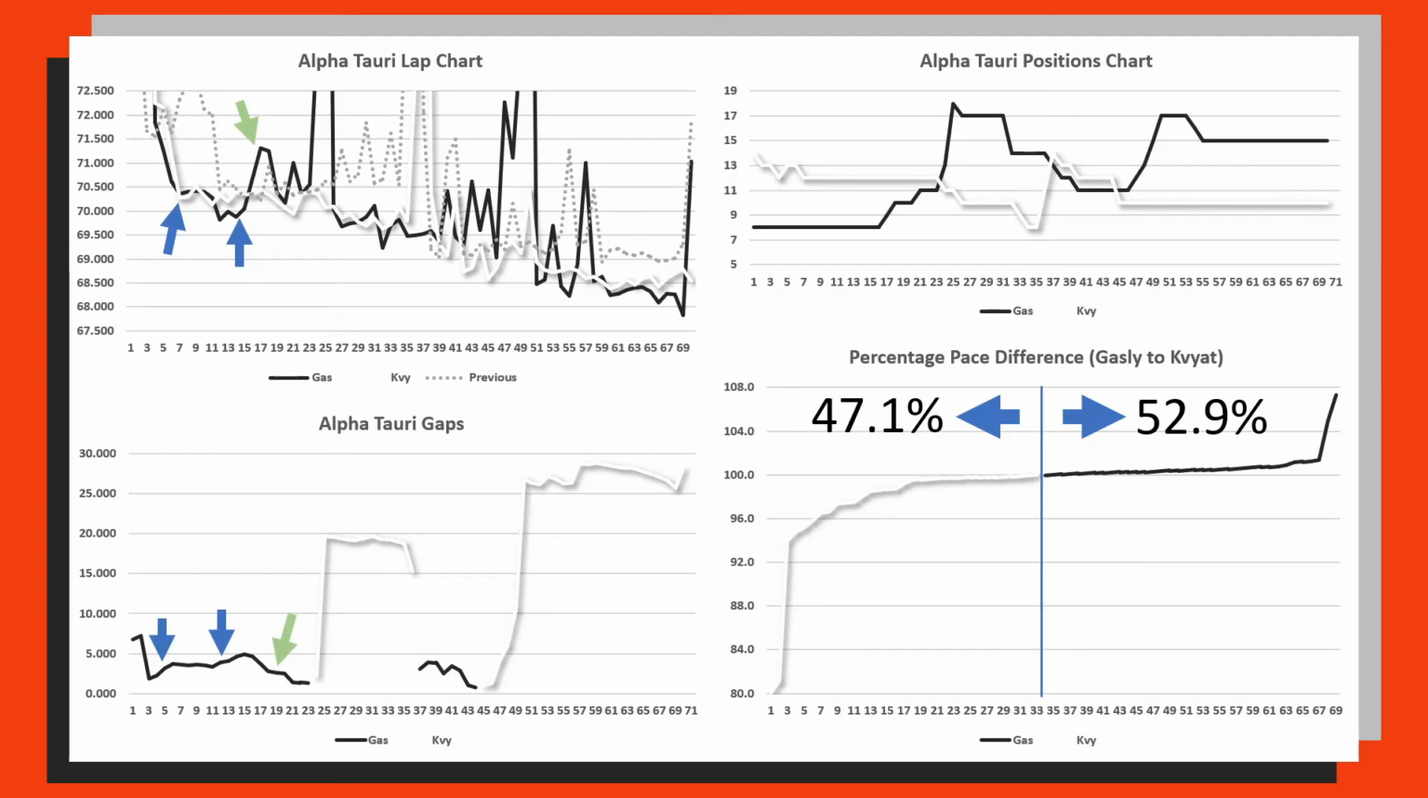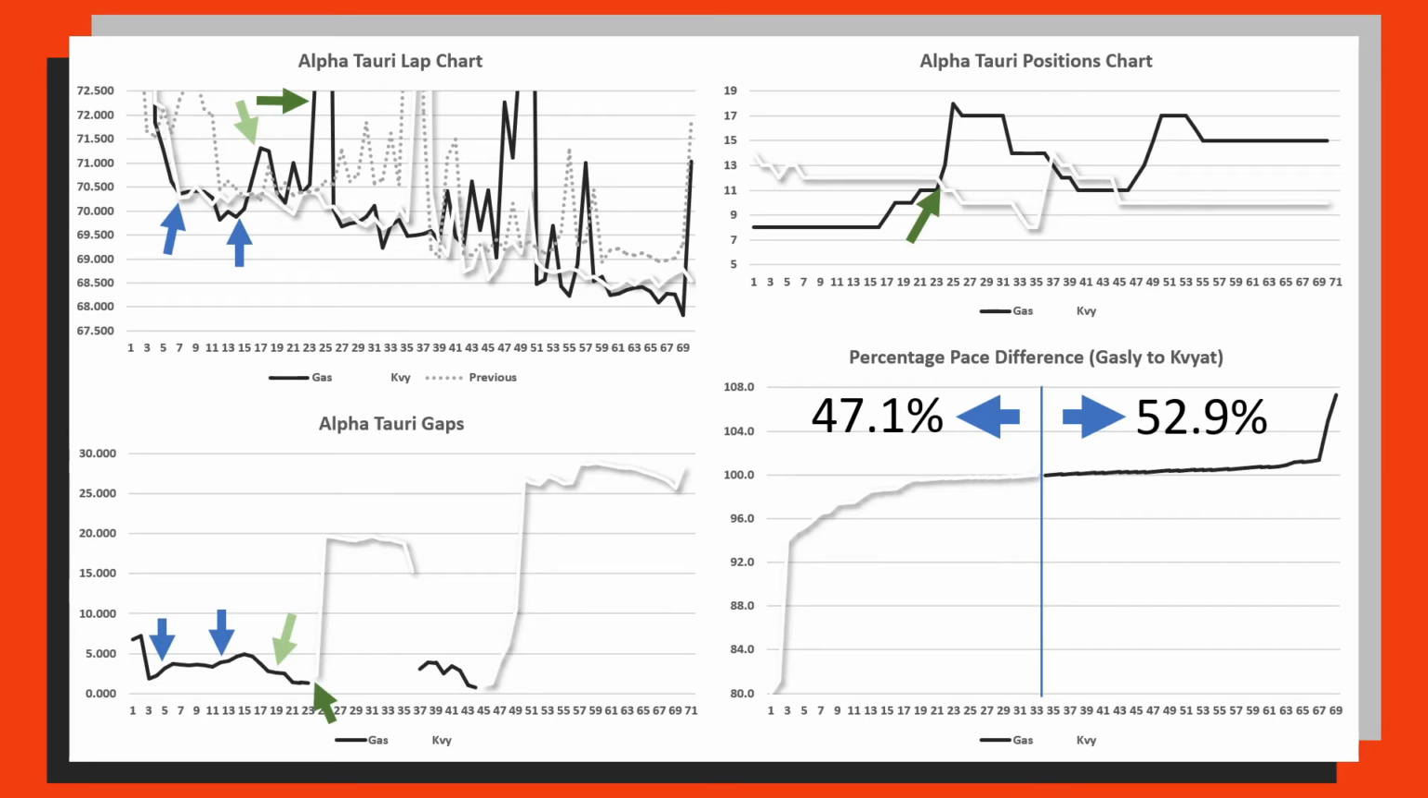And it's not until Gasly makes his pit stop, highlighted in this darker green arrow here, that they actually end up passing, highlighted by this green arrow on the gaps chart, where Kvyat takes the lead in terms of the AlphaTauri battle. It's also shown just here in the crossover as well, as Gasly goes down from position 11 all the way to position 18.